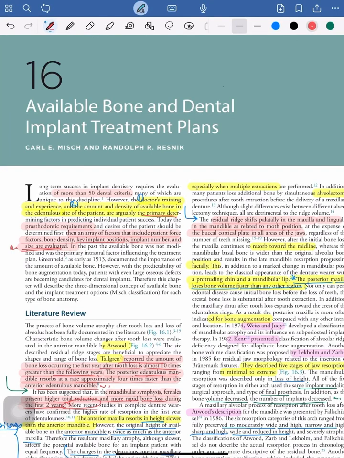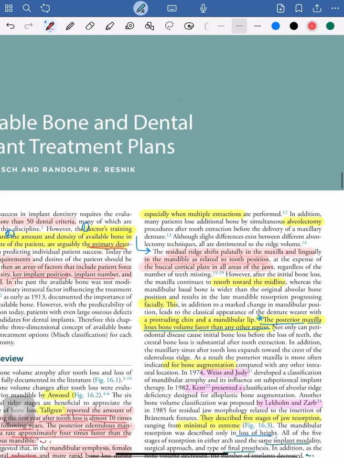So hi everyone. This is the third video of the video lecture series on contemporary implant dentistry, and in this chapter we will be discussing the available bone and the dental treatment options. So how would the available bone impact your treatment plan? This chapter is quite important, and I have divided it into two sections.